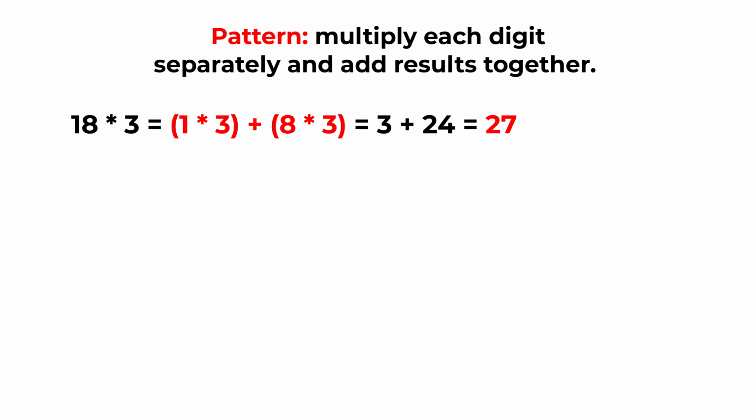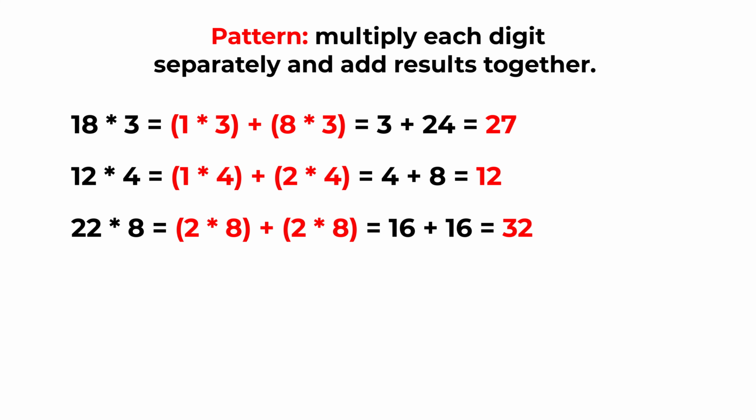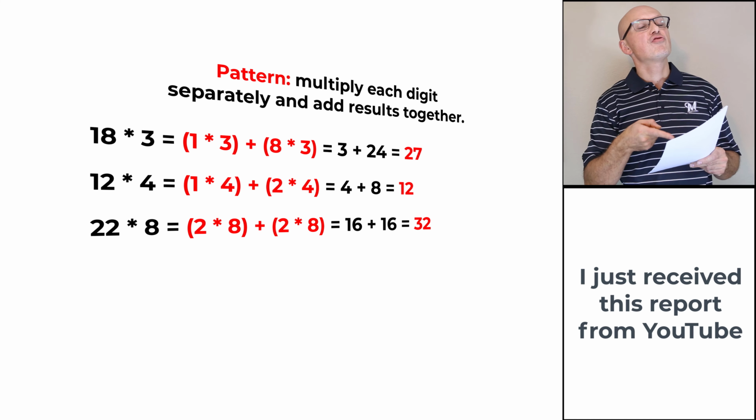In a similar way, 12 multiplied by 4 can be calculated as 1 multiplied by 4 in parentheses plus 2 multiplied by 4 in parentheses, which would be equal to 4 plus 8, which would be equal to 12. And in a very similar way, 22 multiplied by 8 would be a result of 2 multiplied by 8 in parentheses plus 2 multiplied by 8 in parentheses, which would be 16 plus 16, which would be equal to 32.